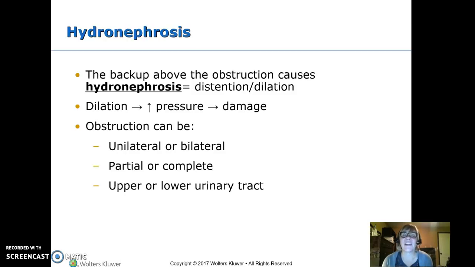That dilation and that extra urine increase the pressure. The pressure, when it fills up inside that renal pelvis, it pushes on the nephrons and it does damage. So this can happen one side or both sides, can be just narrow, or it can be totally occluded. And again, doesn't matter where the structural problem is. The problem is that it backs up into the kidney itself, into the renal pelvis, and then does damage.